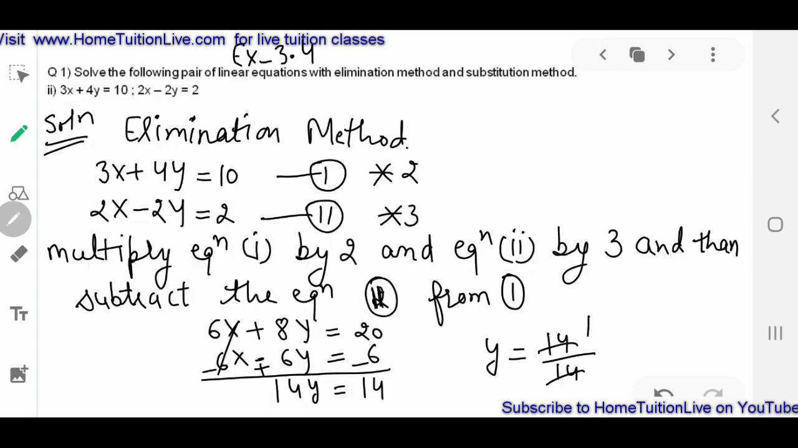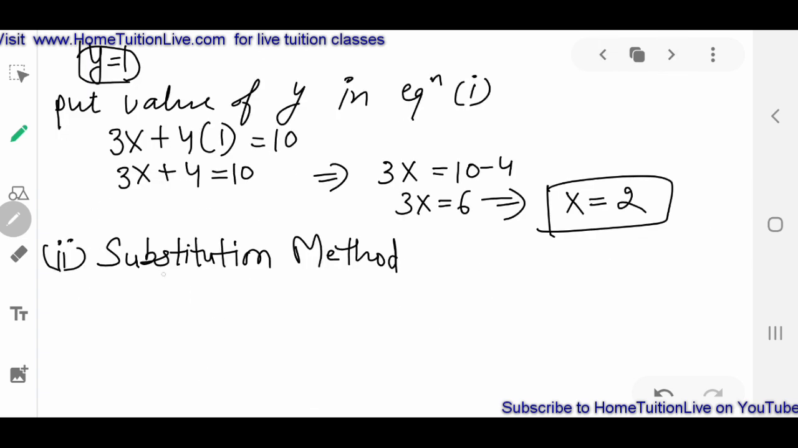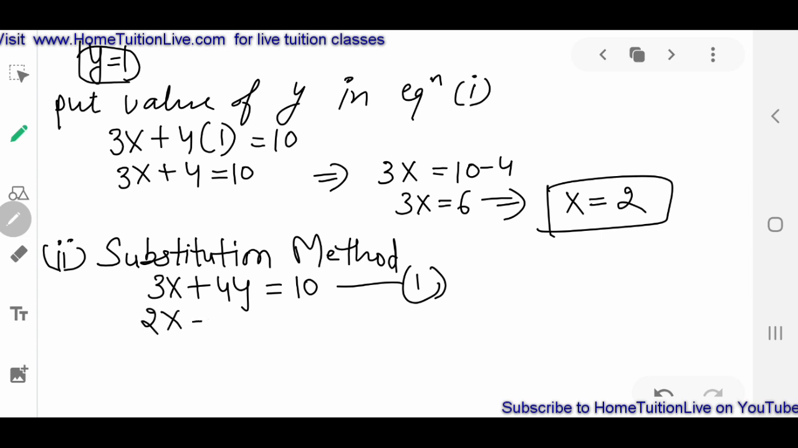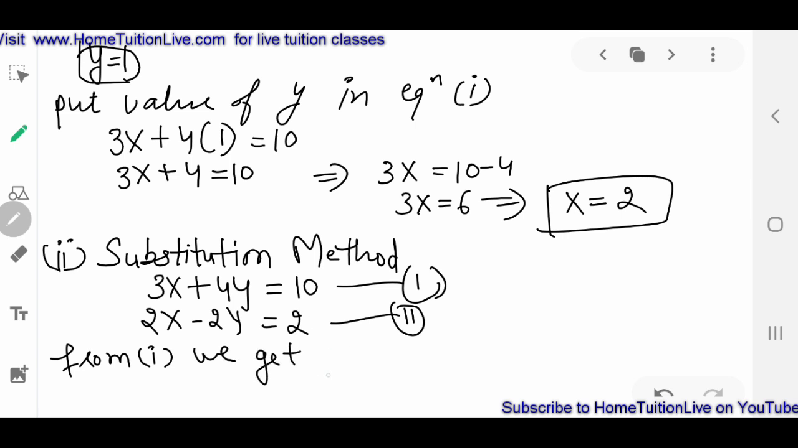Now what are the equations? The equations are 3x plus 4y equals 10. This is our first equation. The second equation is 2x minus 2y is equal to 2. From the first, we get 3x equals 10 minus 4y. x is equal to (10 minus 4y) divided by 3.